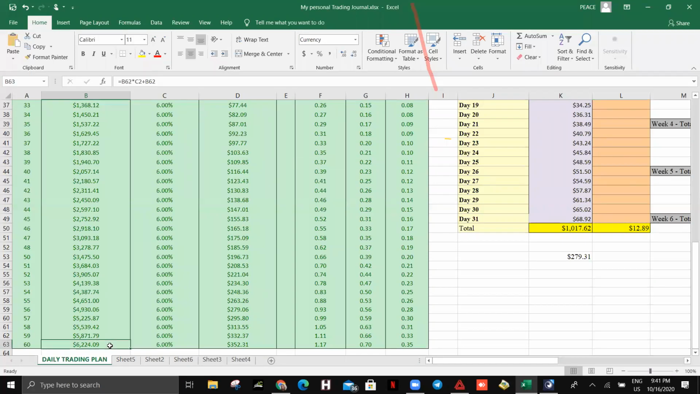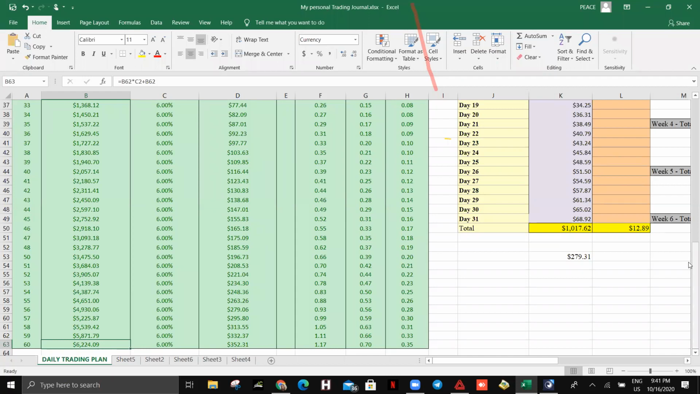$6,222.09. That is what $200 can do for you if you are consistently trading, following this trading journal, following the lot sizes. See, it's giving you all the lot sizes that you're supposed to use. By the time you get to day 6, by the time you get to day this, it will give you all the lot sizes. $200 has grown to what?